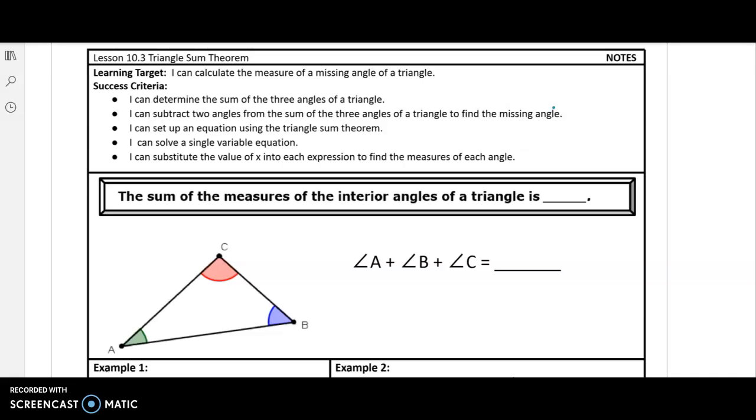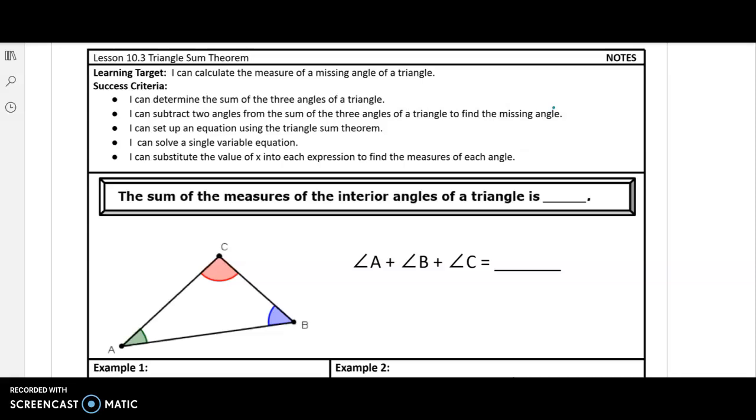Okay, guys, so it's our very last lesson of the year. Congratulations, you made it to the end of Algebra 1. Our very last lesson is in preparation for geometry next year, and it's lesson 10.3, triangle sum theorem. So we're going to learn our very first thing about triangles.